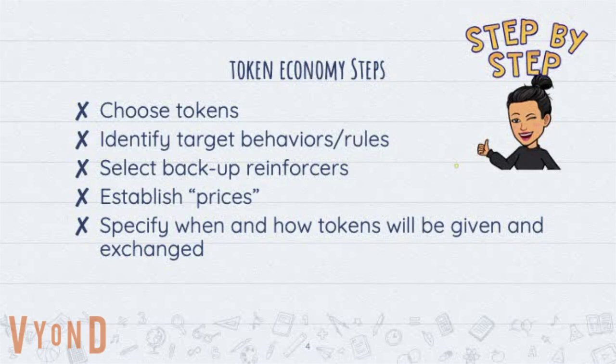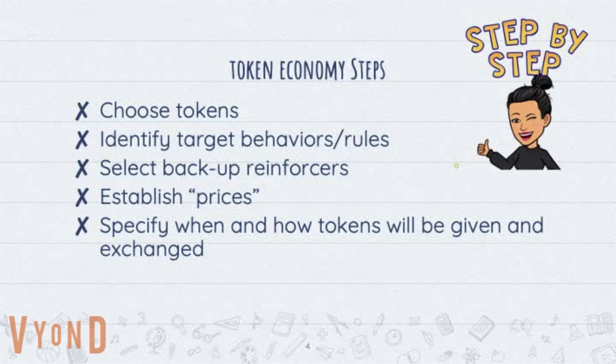Then, decide how much each reinforcer will cost. For example, how many tokens or points for a snack versus iPad time. Make sure they earn enough tokens to buy something and make sure the prices are fair. You don't want them to cost too much or too little.